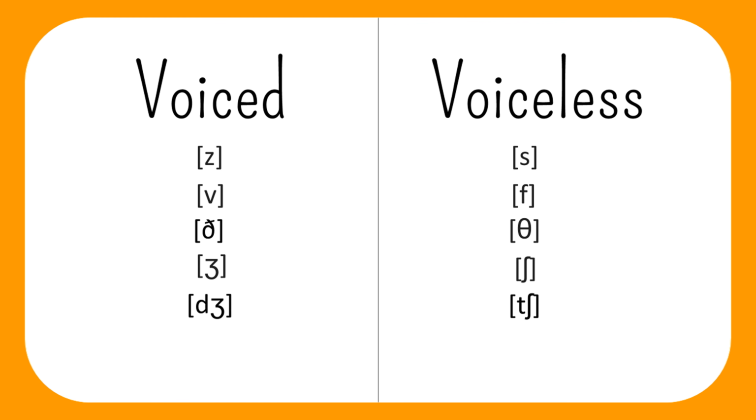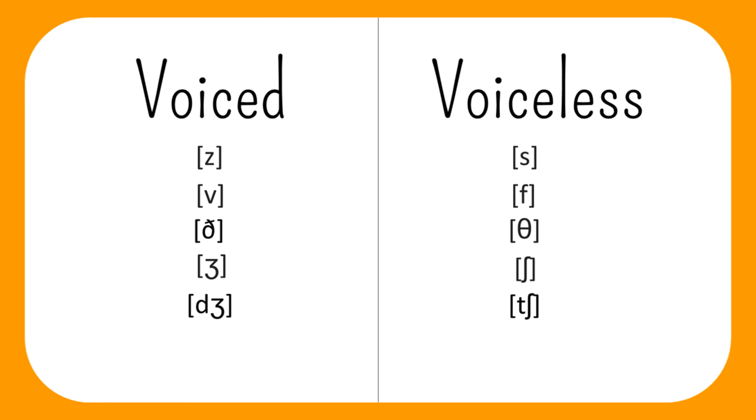Just like the plosives that we talked about in the last video, these consonants come in pairs. One in the pair is voiced and one is voiceless. Remember, you can check if a sound is voiced or voiceless by placing your finger on the front of your throat. If a sound is voiceless, you won't feel anything, but if it is voiced, you will feel a vibration.